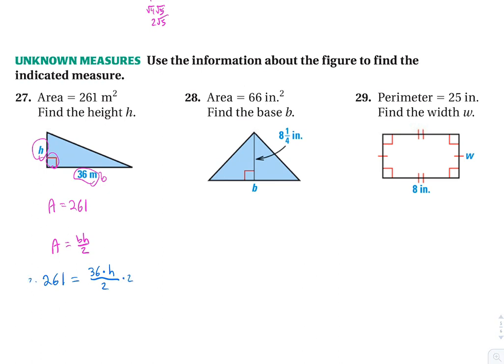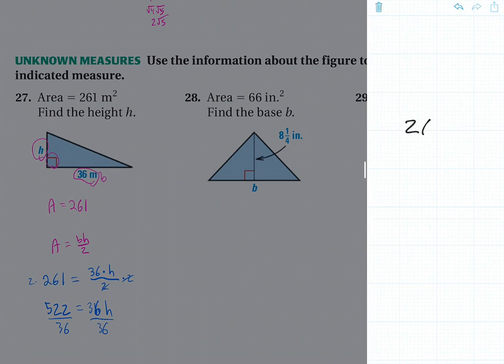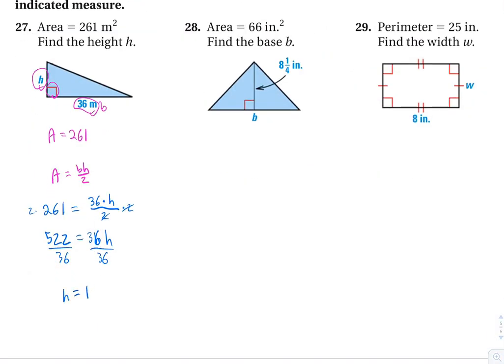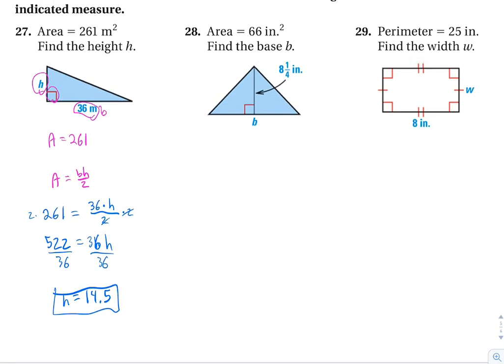So I could multiply both sides by 2, and I get 36H equals 522, I think. And then I'm going to have to divide by 36 on both sides. So I'm going to just double check my arithmetic here. So 261 times 2 is 522. And then what I'm going to do is divide all that by 36. And I get 14.5. So my height is 14.5. Perfect.